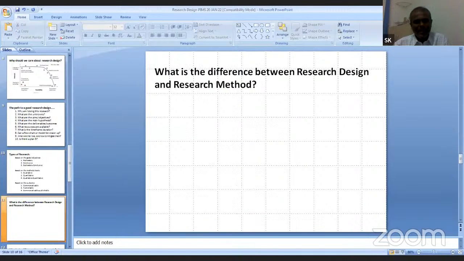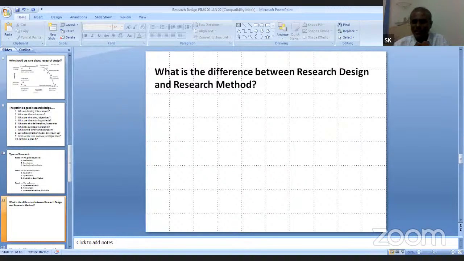Okay. All right. Now I come to the most important part of the talk, which is: is there a difference between research design and research method? Because somebody was trying to say something. Can we have that one more time, please? Yes, there is a basic difference.